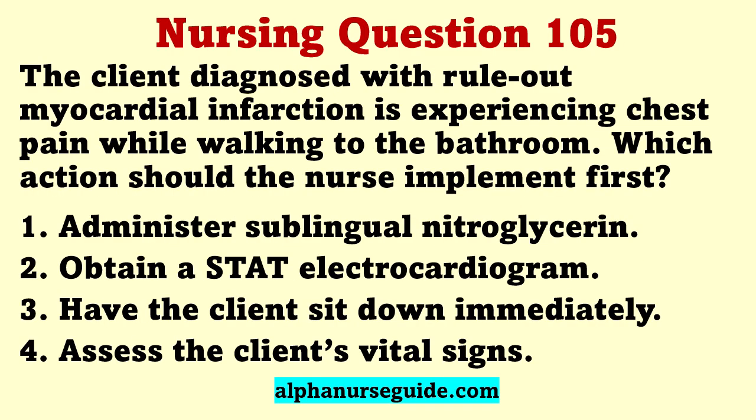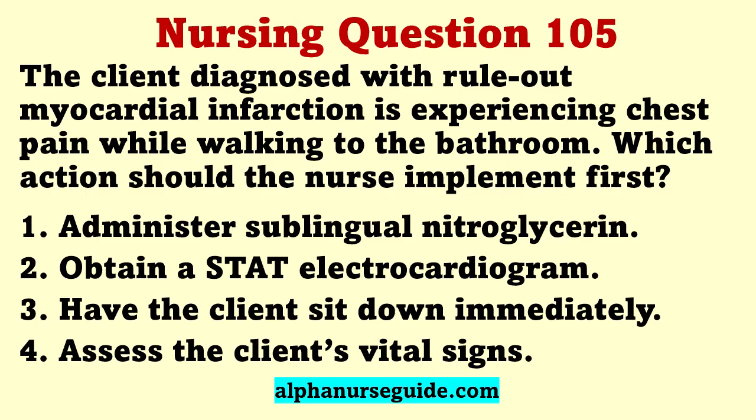The client diagnosed with rule-out myocardial infarction is experiencing chest pain while walking to the bathroom. Which action should the nurse implement first? 1. Administer sublingual nitroglycerin. 2. Obtain a stat electrocardiogram. 3. Have the client sit down immediately. 4. Assess the client's vital signs. The correct answer is 3. Have the client sit down immediately.